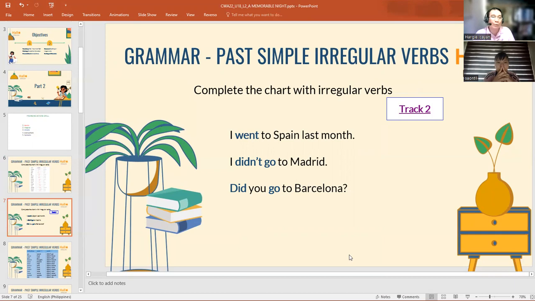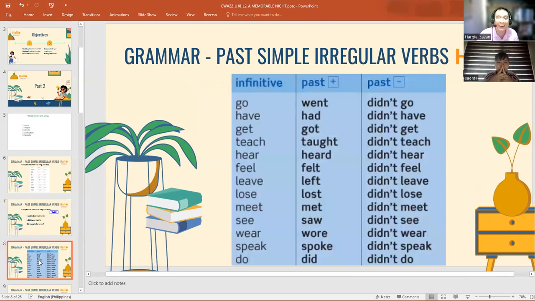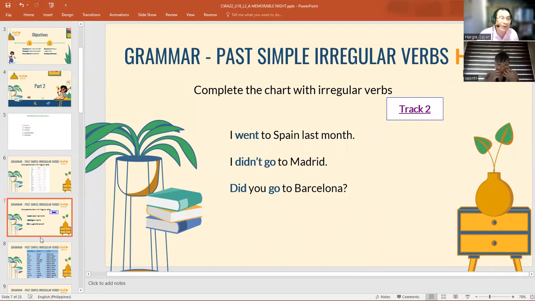Okay, so let's try to complete the chart. But where's the chart? There's no chart in here, right? So we don't have a chart, okay? Instead, we just have to follow the proper pronunciation, okay?